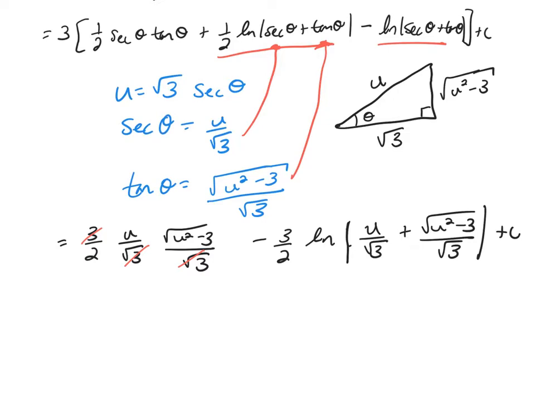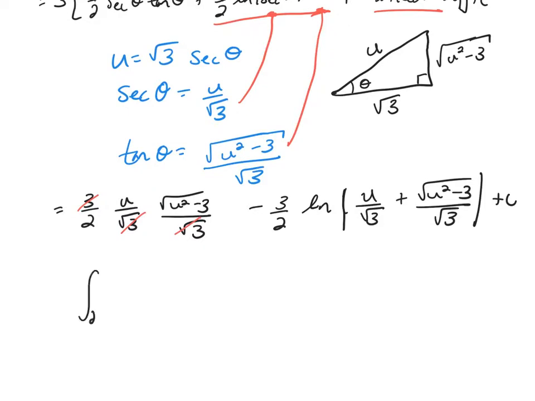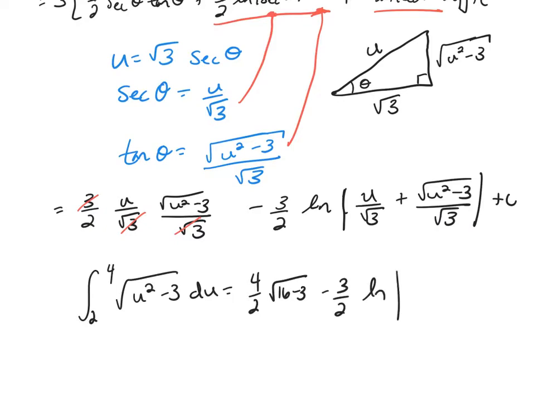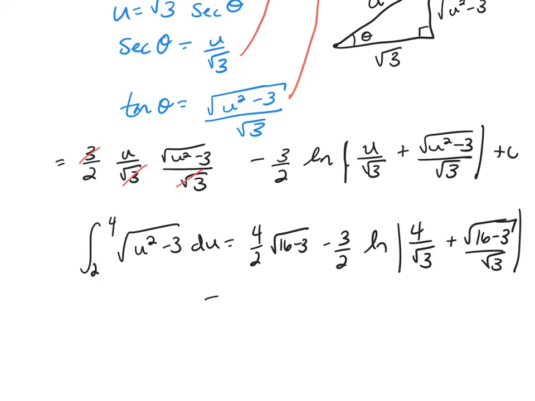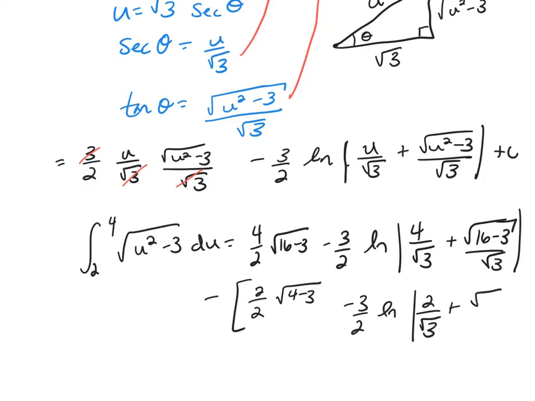And I can switch back now to my definite integral. So remember, I was looking for the integral from 2 to 4 of the square root of u squared minus 3 du. So if we plug in 4 for u, you're going to get 4 over 2 square root of 16 minus 3, minus 3/2 ln of 4 over the square root of 3 plus the square root of 16 minus 3 over the square root of 3, and then minus, and now you're going to plug in 2 for u, so you'll get 2 over 2 the square root. If I plug in 2, I'll get 4 minus 3, minus 3/2 ln 2 over the square root of 3 plus the square root of 4 minus 3 over the square root of 3.